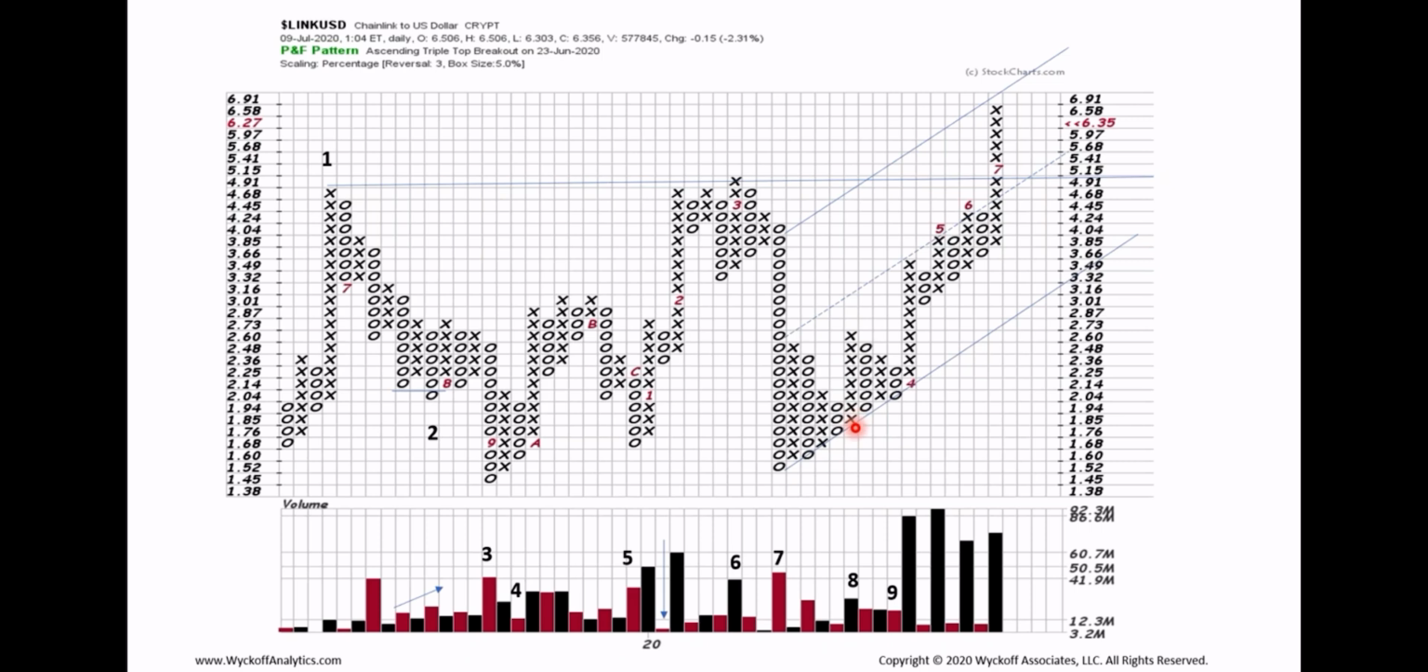What do we see next? This is a sign of strength bar, followed by an LPS, a last point of support.